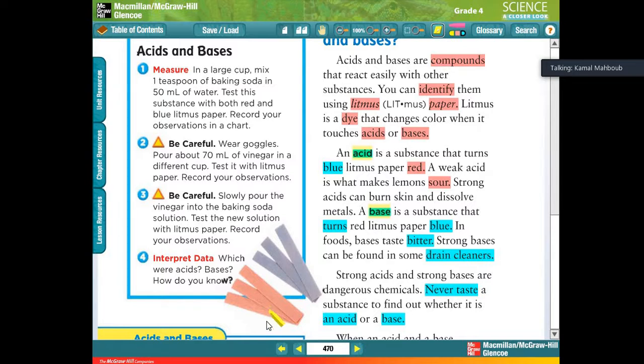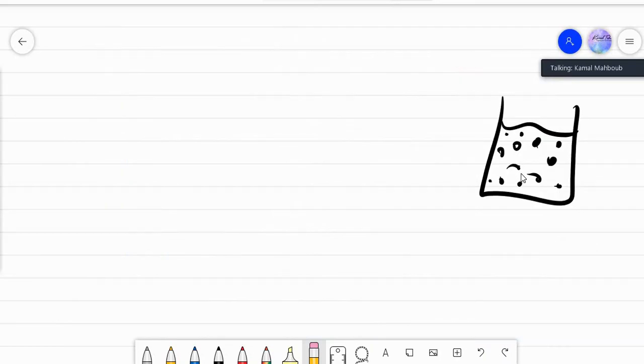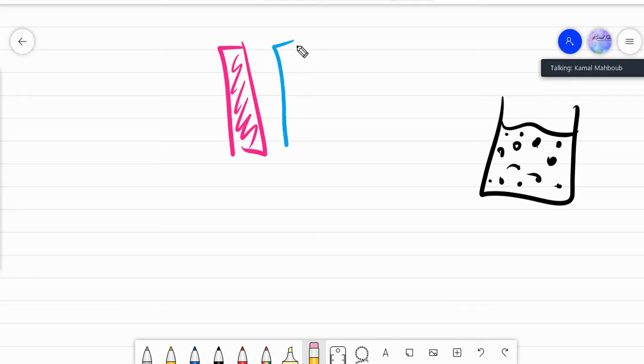We have dye inside it. By these papers, we can check for acid and base. How? Here is a liquid and we do not know what it is. Now we will get the 2 litmus papers, the red one and the blue one, and put both of them in this liquid.